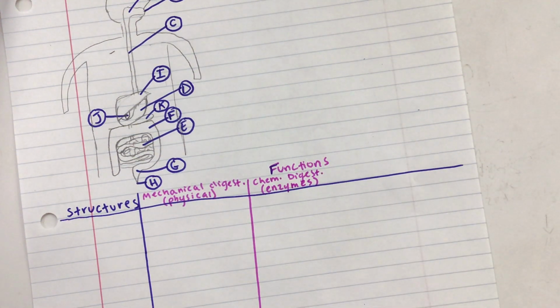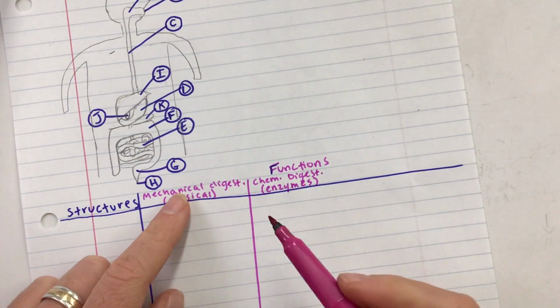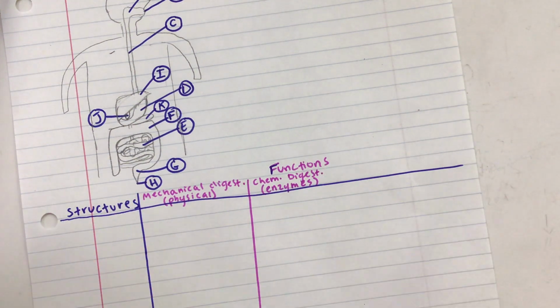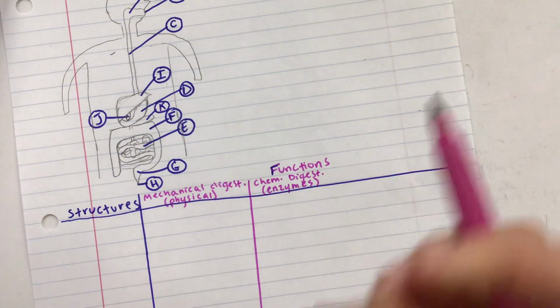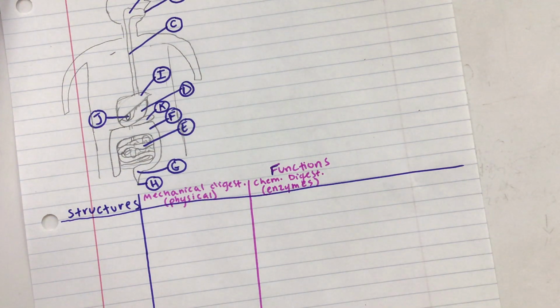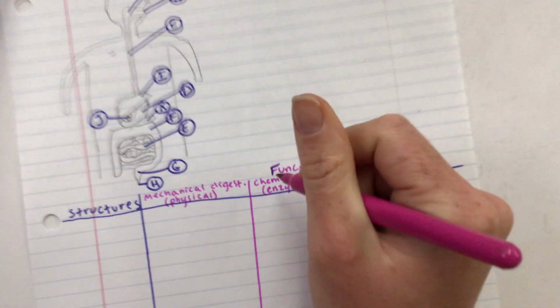So here we're just kind of breaking, like if you think about a piece of bread, you can break it with your hands. That's kind of what mechanical digestion is like. But here it's chemical digestion, like actually changing the chemical form of it, really fully breaking apart those molecules even further at the molecular level.